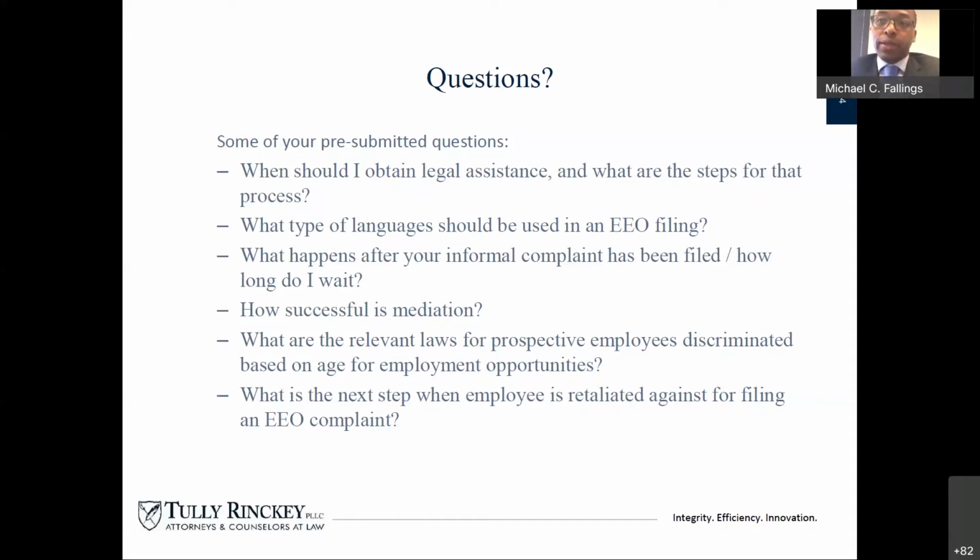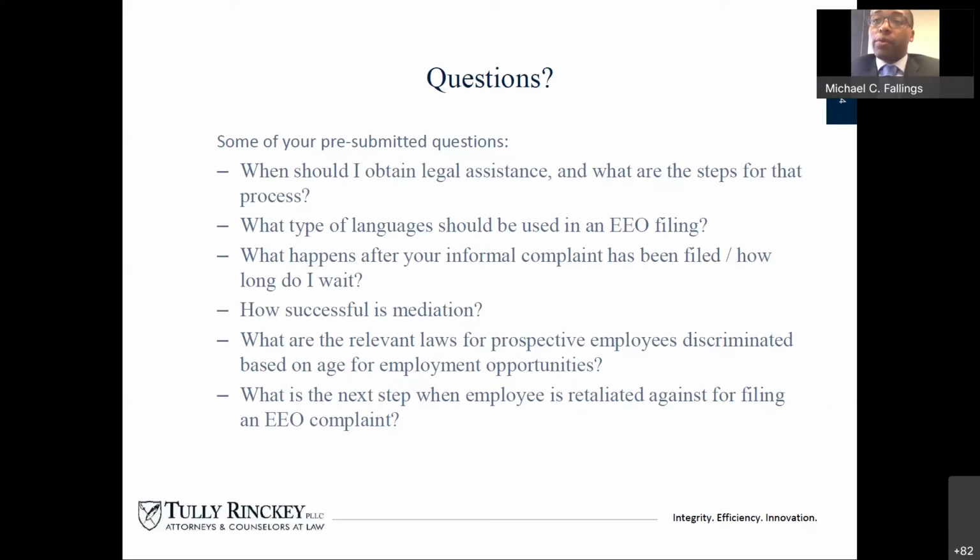What type of language should be used in an EEO filing? When you file an EEO complaint, you have to provide the basis of the discrimination: race, color, sex, national origin, religion, disability, or age; why you believe you've been discriminated against, who you believe discriminated against you, when the discrimination occurred, and what you're seeking for relief. Again, the timing is important because there are certain deadlines in place. You should convey to the counselor: this is why I feel I've been discriminated against, this is when it occurred, this is who did it, and this is what I want to resolve it.